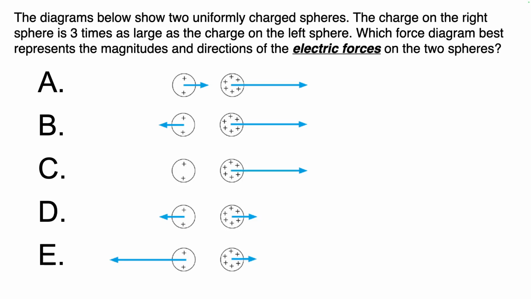So when two objects interact, even if the charges are different, what must the force between them be? Equal and opposite, right? So it doesn't matter what the mass of the desk or me is. When we interact, the forces between us are equal and opposite. And so there's only one answer here that satisfies that condition, and that's D.